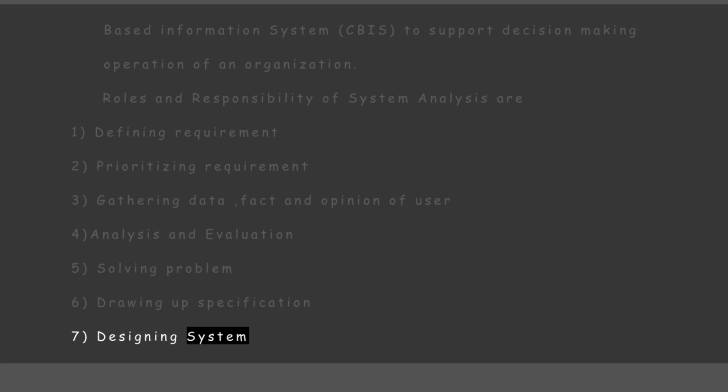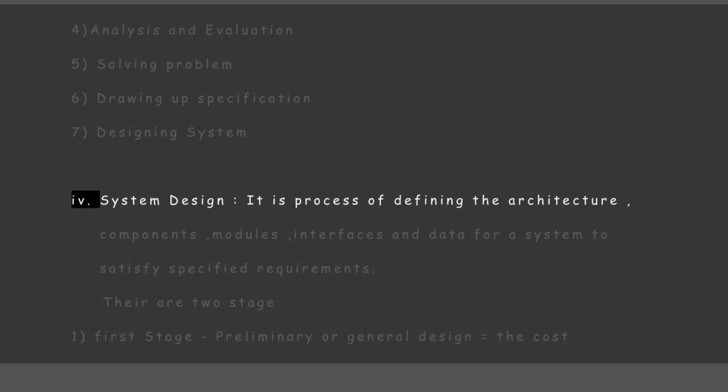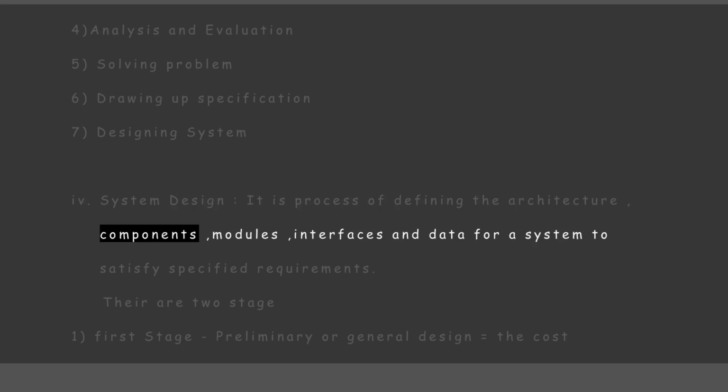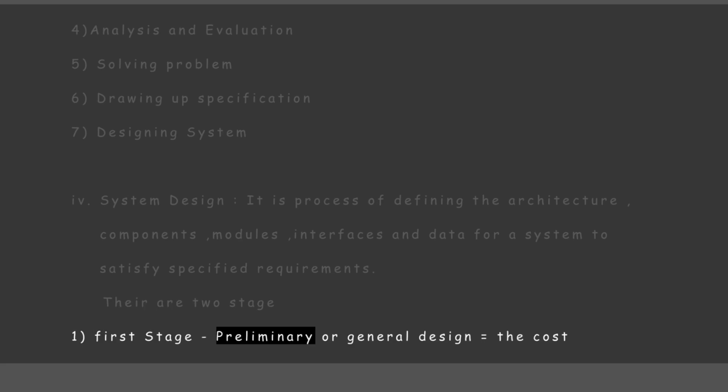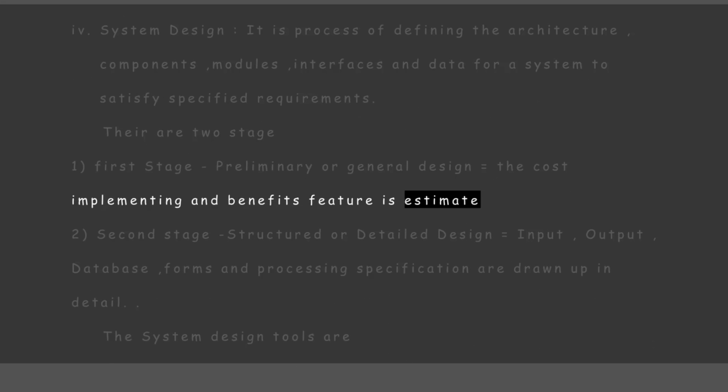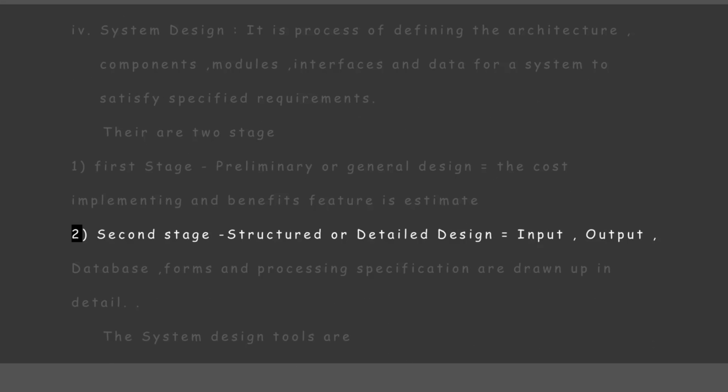7. Designing systems. 4. System design. It is the process of defining the architecture, components, modules, interfaces, and data for a system to satisfy specified requirements. There are 2 stages. 1. First stage, preliminary or general design: the cost of implementing and benefits of features are estimated. 2. Second stage, structured or detailed design: input, output, data.